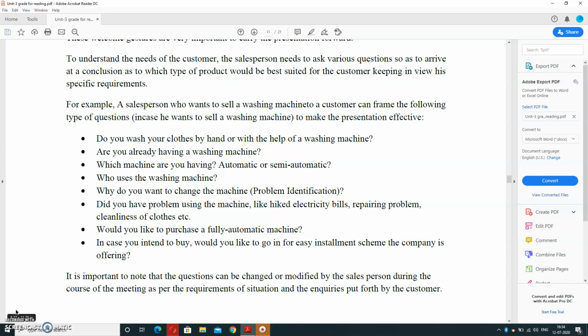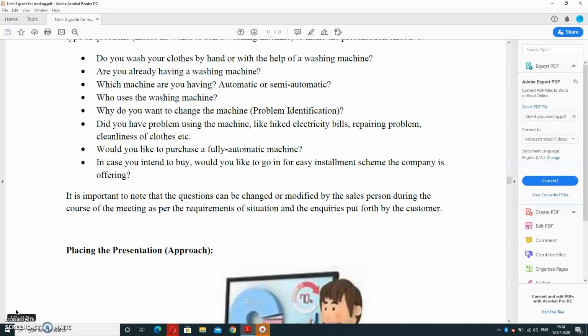It is important to note that the questions can be changed and modified by the salesperson during the course of the meeting as per the requirement of the situation or the product, and the inquiries put further by the customer.